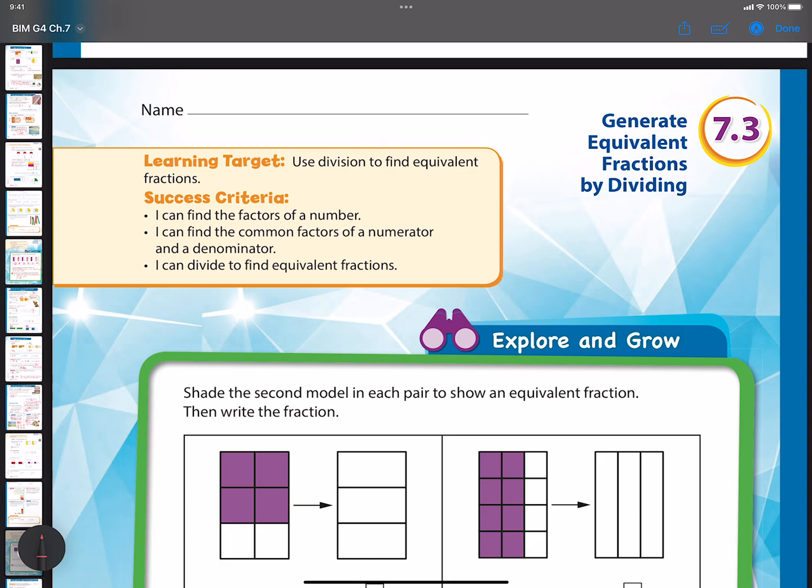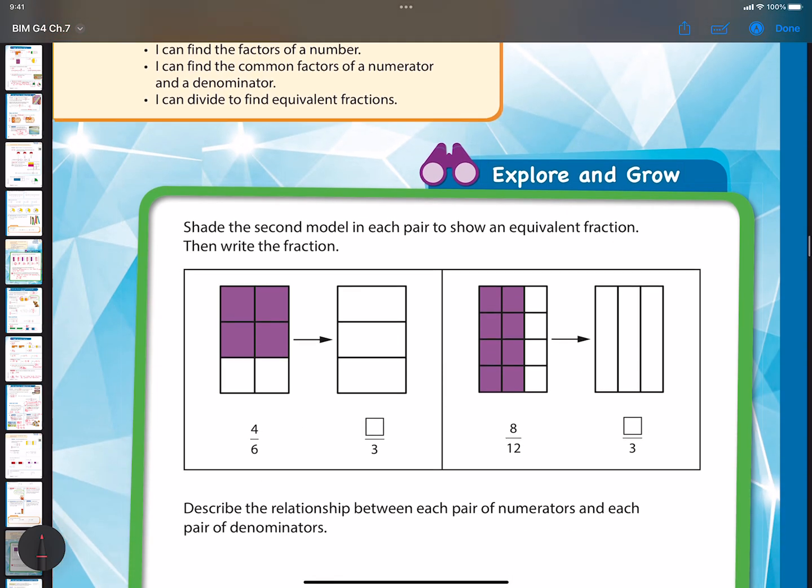So last lesson we were using multiplication, and this time we are going to use division. Multiplication and division are related. How? They are inverse operations. So if you know the multiplication, that means you know the division. So let's figure it out.